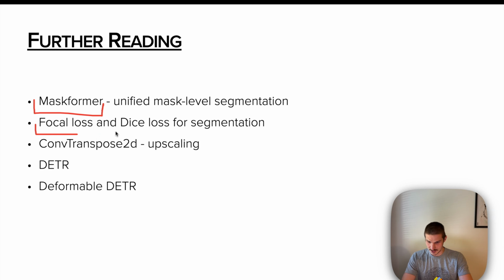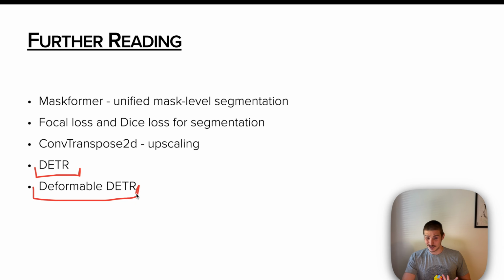Focal loss and dice loss used in segmentation. ConvTranspose2d, that's transposed convolution for upscaling. In addition, the DETR model and Deformable DETR, apart from being object detectors, they're actually segmentation models as well. So even the original DETR paper also talks about how to do instance segmentation, and they have the code for that as well. So it's also worth a read.